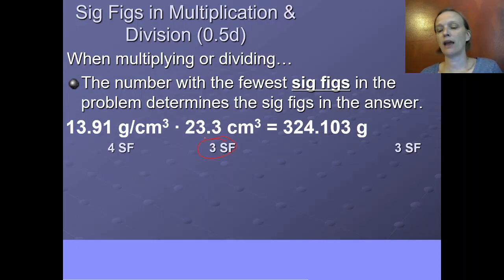My answer can only have 3 significant figures in it. So I need 3 significant figures in my answer. 1, 2, 3. This is where I trim, this is where I do my rounding. This number is less than 5, so I just have 324 as my final answer.